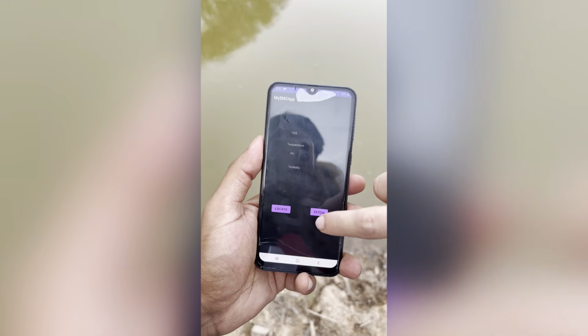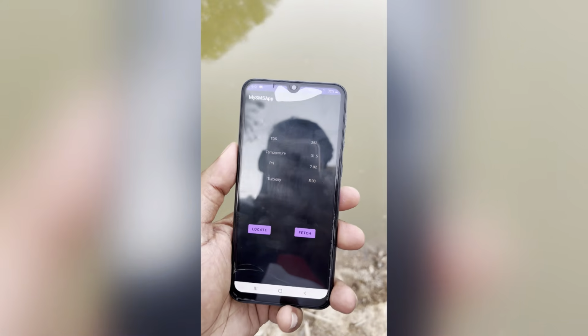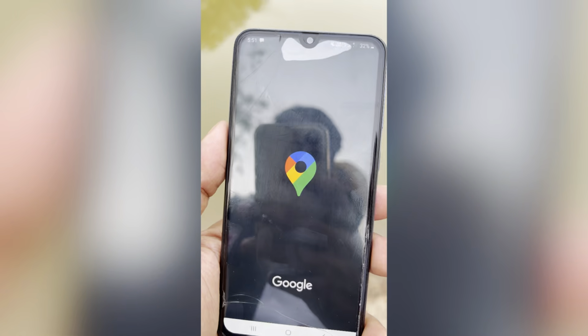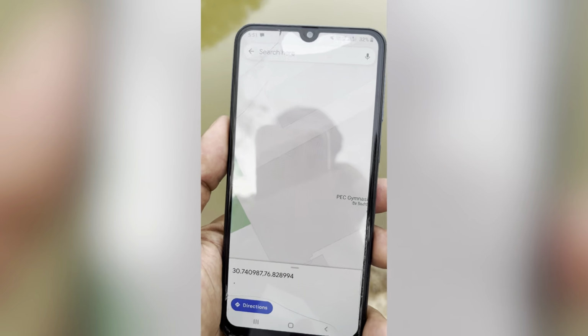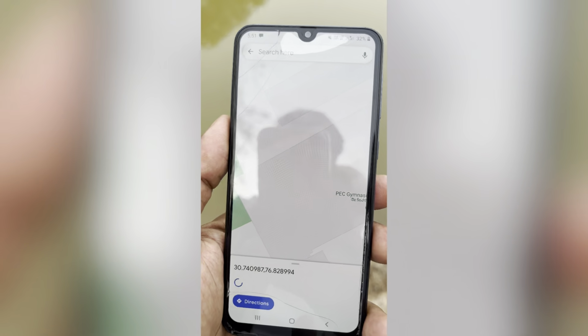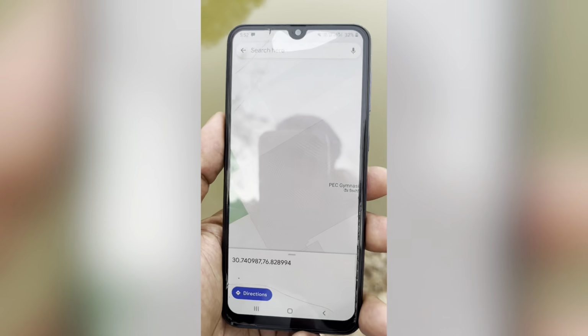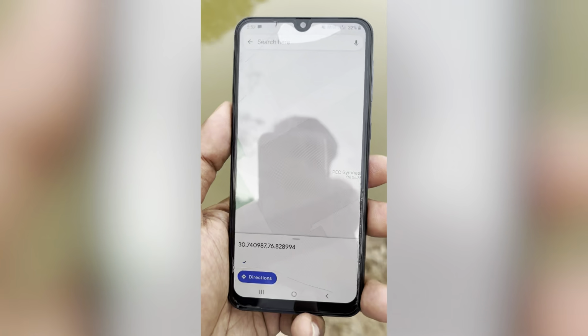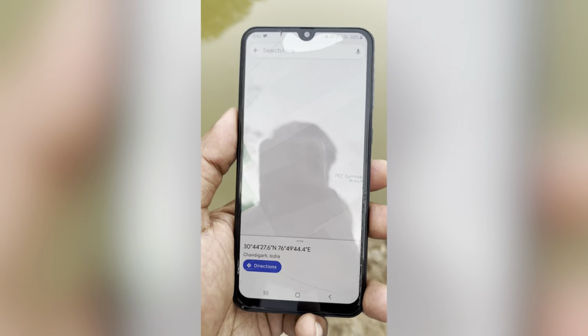The results are as follows: TDS being 252, temperature 31.5 degrees Celsius, pH 7.02, and turbidity as 5. That means the water is unfit for drinking. On Google Maps, we are getting the exact longitude and latitude, thus getting the precise location at which the water sample is being tested.